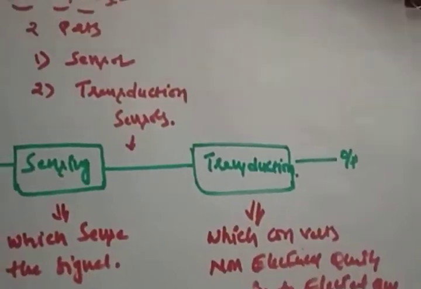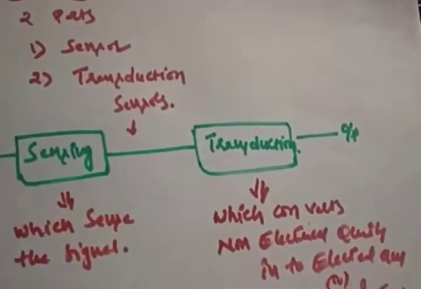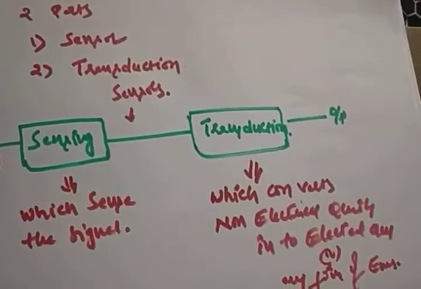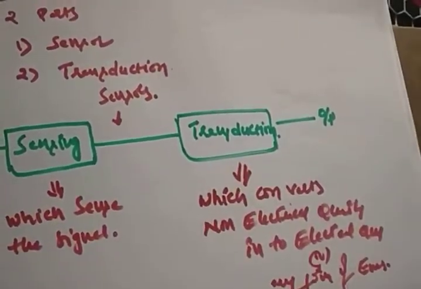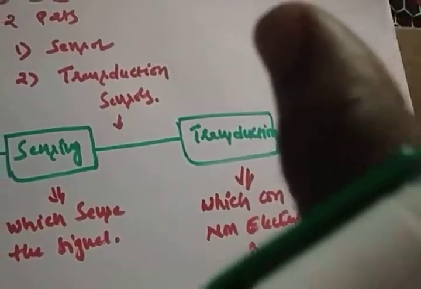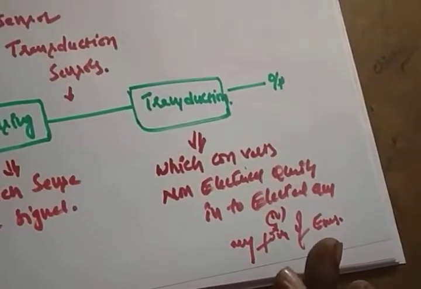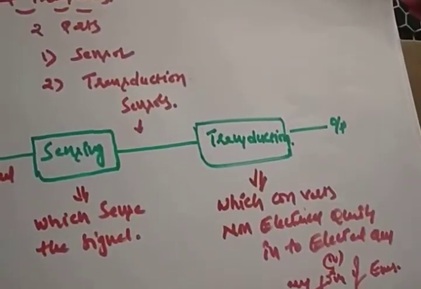How many parts are in a transducer? A transducer has two parts. The first one is a sensor and the second one is a transduction element. What is the function of a sensor? The sensor will sense the signal, that means it will identify how much physical quantity it is, what type of quantity it is. Then that signal will be sent to the transduction element. The transduction element is the main part in a transducer which converts non-electrical quantity into electrical quantity or any form of energy. So this is about the different parts of a transducer.